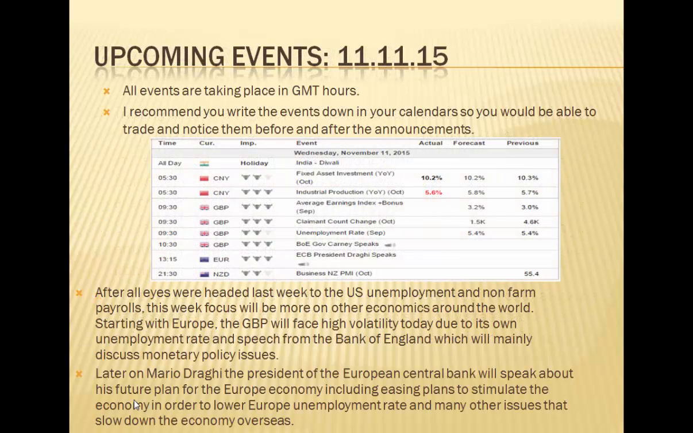Upcoming events. All events are taking place in GMT hours. I recommend you write the events down in your calendar so you would be able to trade and notice them before and after the announcement.